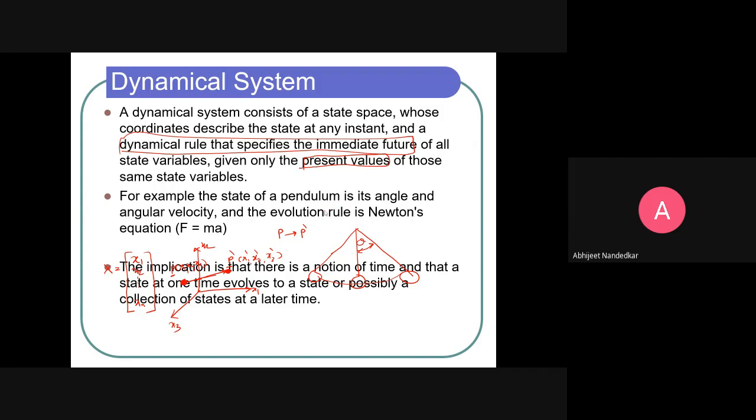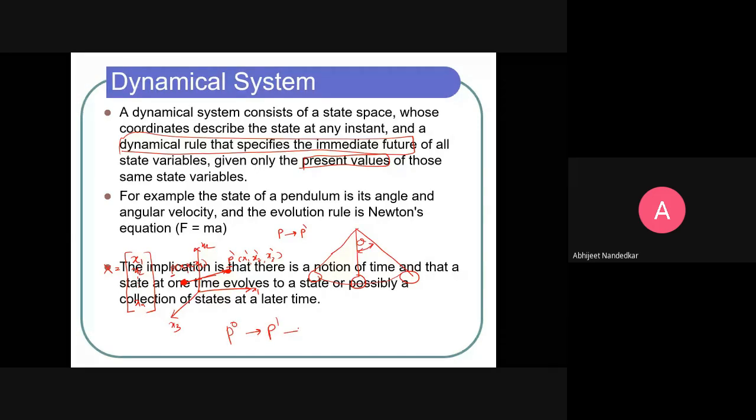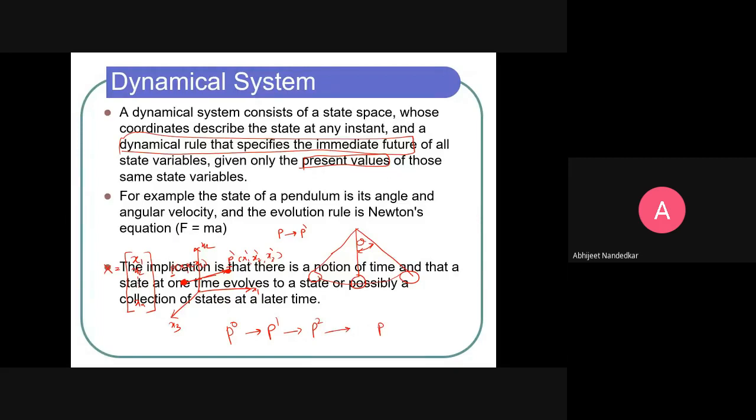So the implication is that there is a notion of time, and that a state at one time evolves to a state, or possibly a collection of states, at a later time. So once you know, suppose, the initial state P0, then you can predict P1, P2, and so on with respect to time, what will happen to your machine or your system.